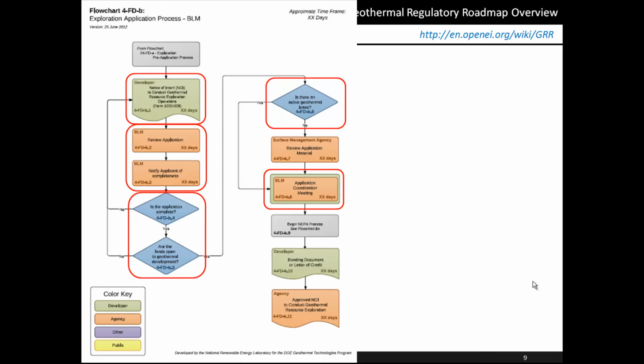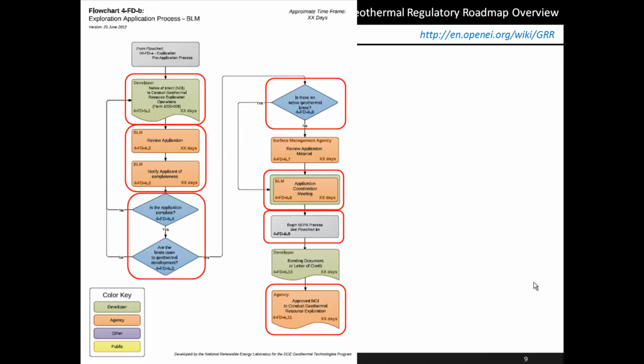The dual entity action is indicated by the use of two colors, the orange box indicating BLM's organization of the meeting, and the green border indicating the developer's participation in the meeting. The next action, indicated by the gray box, directs the user to flowchart 8B, the NEPA process, which should be completed before coming back to finish the last step in this process, the BLM issuing an approved notice of intent to conduct geothermal resource exploration.